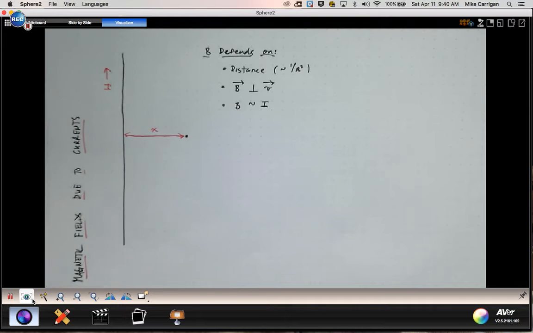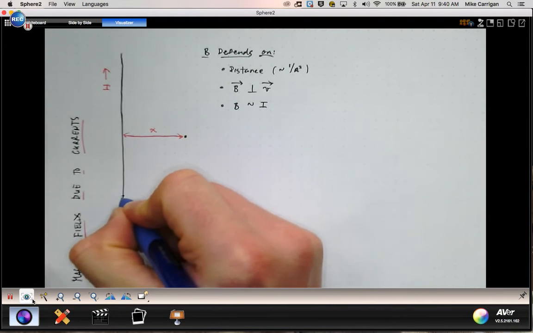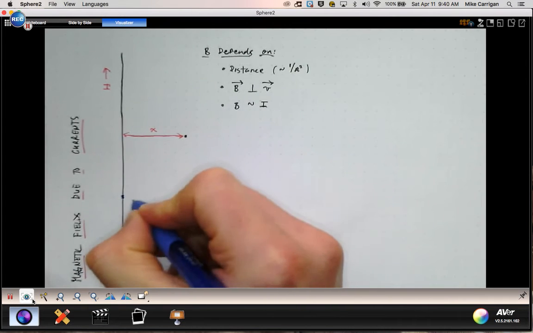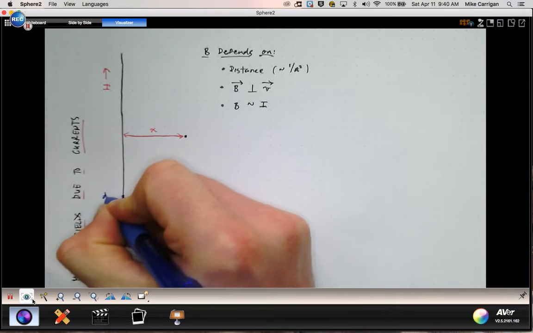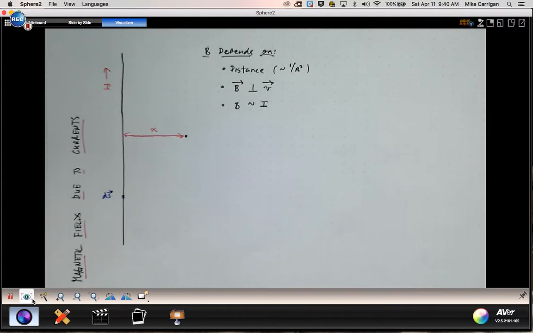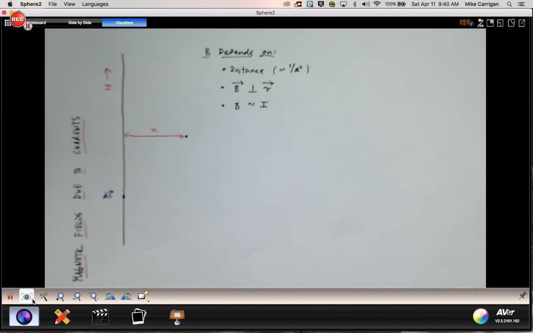So let's imagine, for instance, we just are thinking about a little piece of the wire right here, this little tiny piece of the wire. I'm going to say it has a length ds. It has an infinitesimal length ds. And I'm going to define ds as a vector. And the direction of the ds vector, I'm going to say, is in the direction of I.